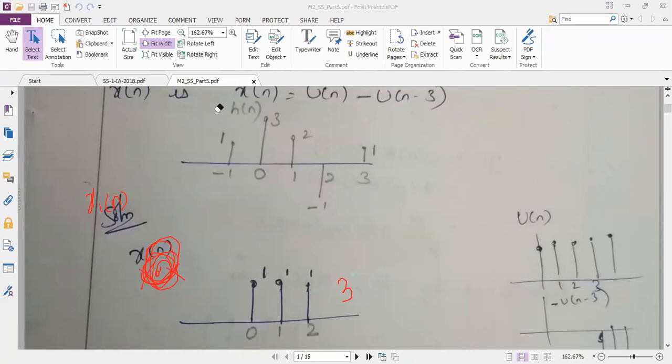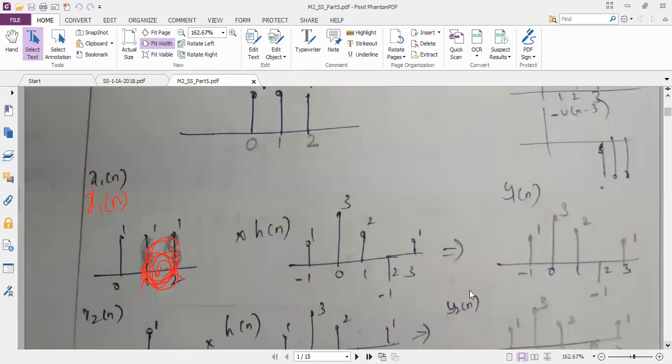Now keeping this in mind, we will continue the multiplication process of x1 of n with h of n. So now I'm here, x1 of n with h of n. I told you in yesterday's class itself, irrespective of the positions of n, you don't worry about the positions of n in both x of n and h of n. You should multiply the amplitude of x1 of n with all the amplitudes of h of n, and you should know where to place that.